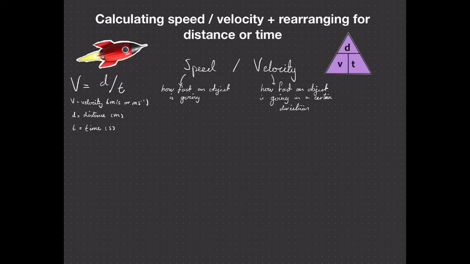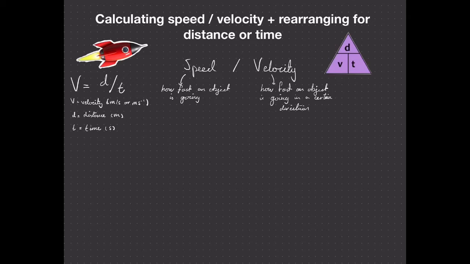Today we're going to be talking about calculating speed, or as we call it in level 1 mechanics, velocity. We're going to use our understanding of mathematics and the equation provided, v equals d over t, to see how we can use information to also rearrange that equation and find distance and time.